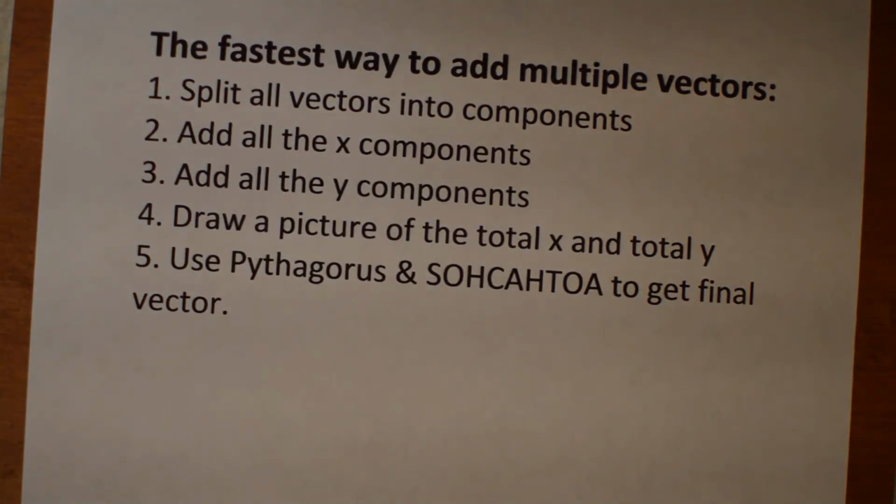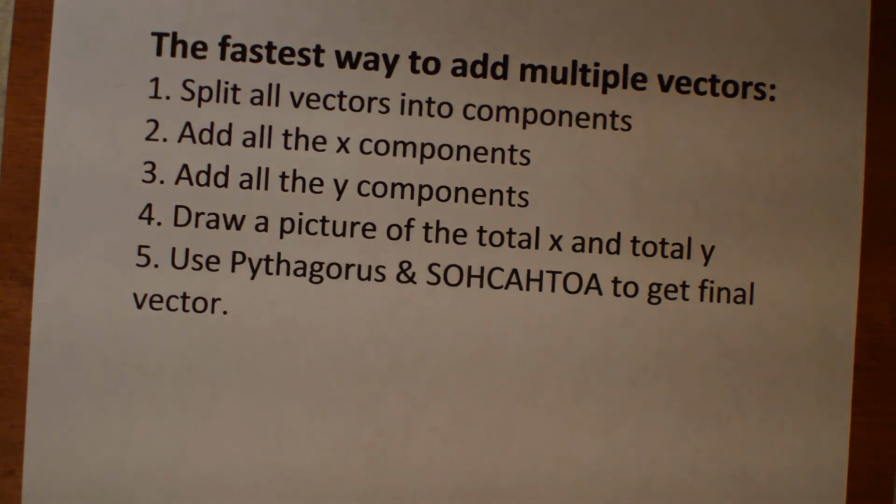All right. The last thing we're going to do in this video is looking at how do we add a whole bunch of vectors together. Let's say we want to find a total displacement and there's all these little displacement vectors that I need to put together to get that total displacement. Your best strategy is going to be to split every vector into its components. So put every vector into its x and y components, and you're just going to use your SOHCAHTOA for that.